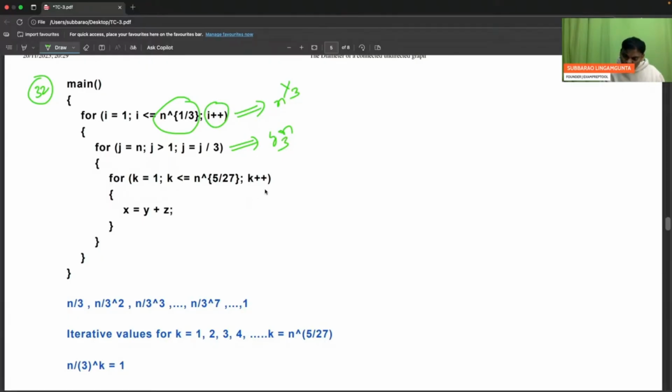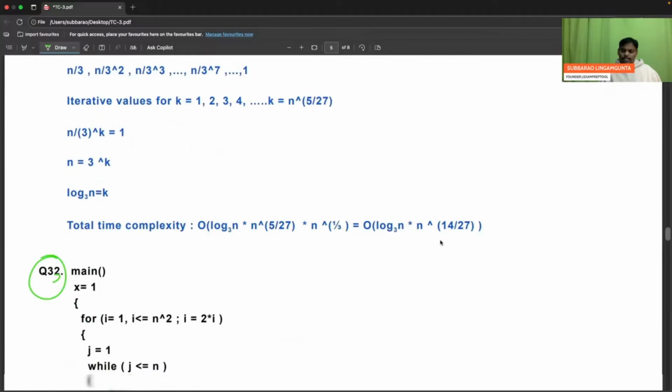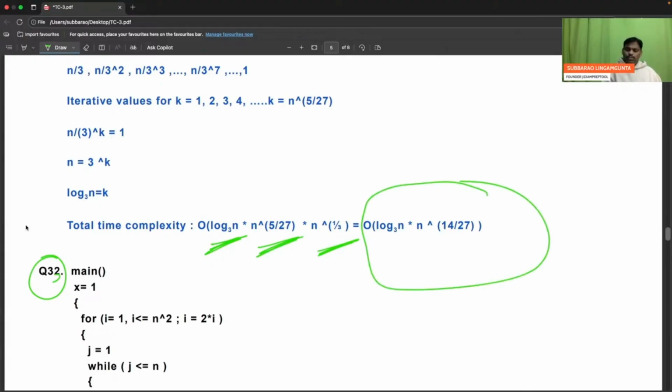Next one. If you observe clearly, this is also always plus 1, so n by 1. n power 5 by 27 is there, so 5 by 27. So multiply all three because of inner loops. So I think this is the same answer. Log n base 3 is one person, n power 5 by 27 is another person, n power 1 by 3 is another person. Simplify as much as possible. So that is question number 32.